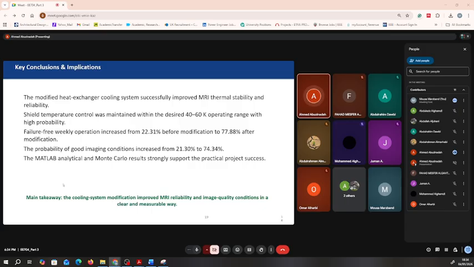Key conclusions and implications. The modified heat exchanger cooling system successfully improved MRI thermal stability and reliability. Shield temperature control was maintained within the desired 40 to 60 Kelvin operating range with high probability. Failure-free weekly operation increased from 22% before modification to 77% after modification. The probability of good imaging condition increased from 21% to 74%. The MATLAB analytical and Monte Carlo results strongly support the practical project success.